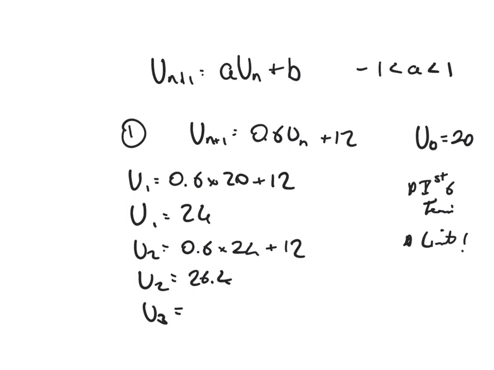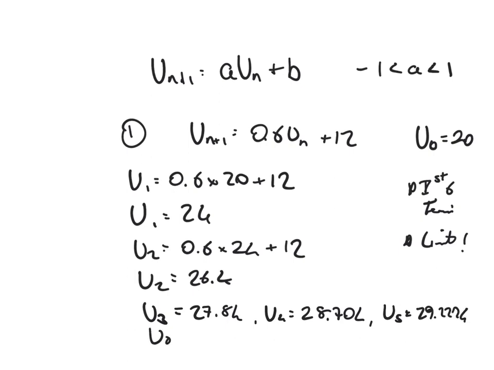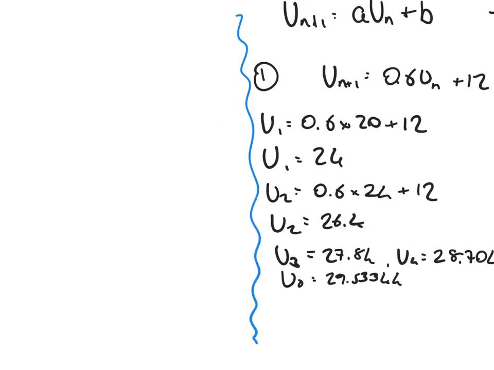So u3 will then be 27.84. u4 will be 28.704. u5 is 29.2224, and finally u6 will give me 29.53344. Okay, the question is now asking me to find the limit.